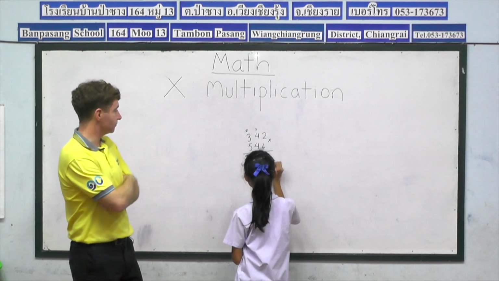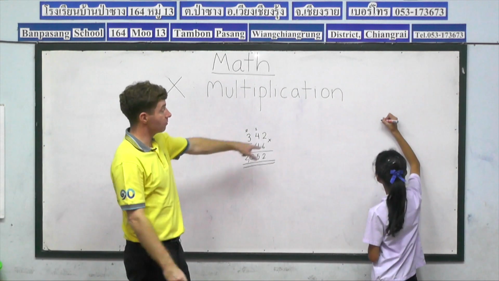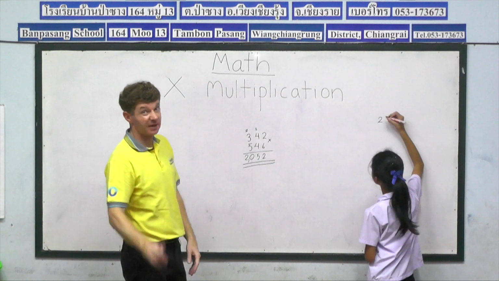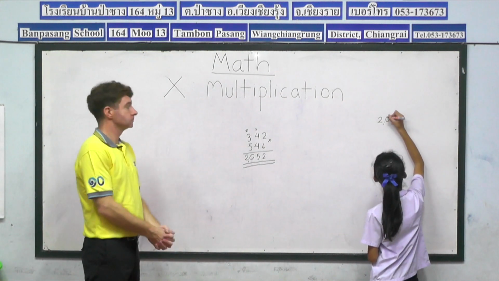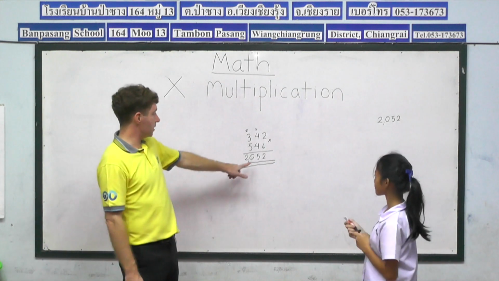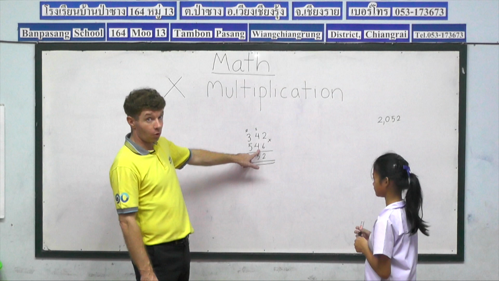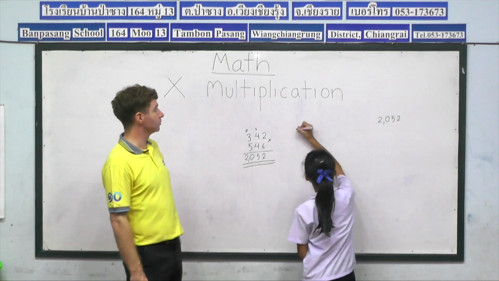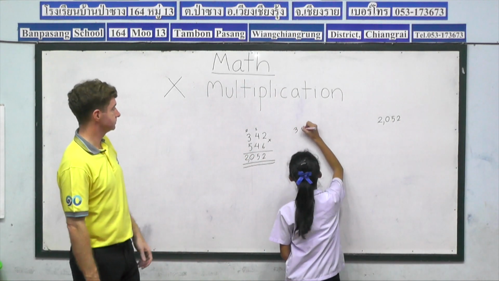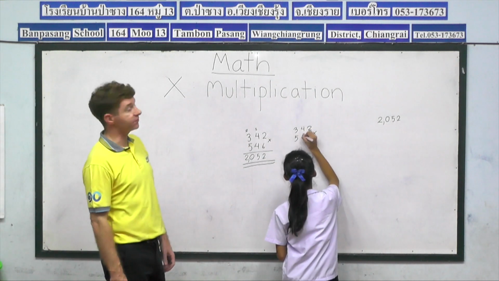Excellent, down. Remembering where our comma goes because we're now into the thousands. And we'll write our answer over here. Answer number 1. Okay. Next stage, the tens. How many tens do we have? 4. So now, 342 times 40.